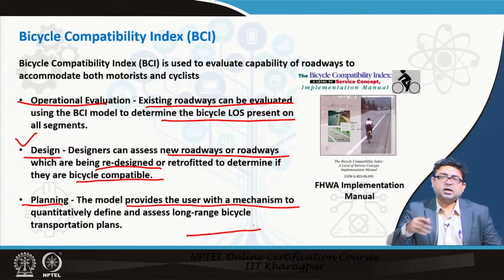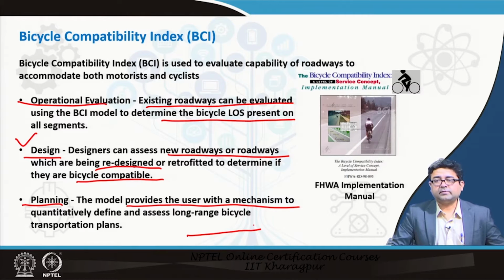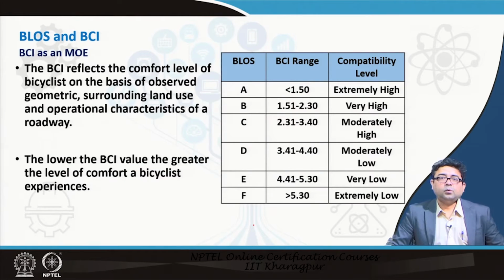So, this bicycle compatibility index can be used for different phases of development of bicycle facilities. In the Highway Capacity Manual method of determining BLOS, we saw that there must be existing bicycle facilities for which level of service can be determined using that method, but BCI allows you to do it for different phases of development.